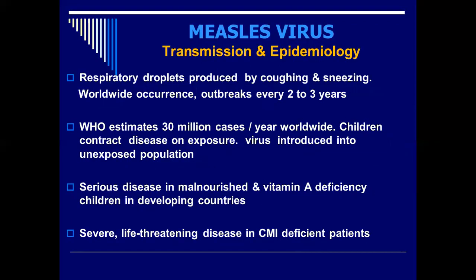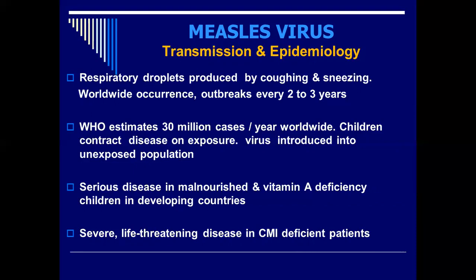Now, the transmission of this virus is through respiratory droplets, which are produced by coughing and sneezing, and the disease is worldwide in distribution. Outbreaks of the measles virus have been reported to occur every 2 to 3 years, but they are confined to specific areas. So they are sporadic outbreaks, and there is not really a big population being involved. The WHO estimates that every year, worldwide, there are about 30 million cases of measles infection.